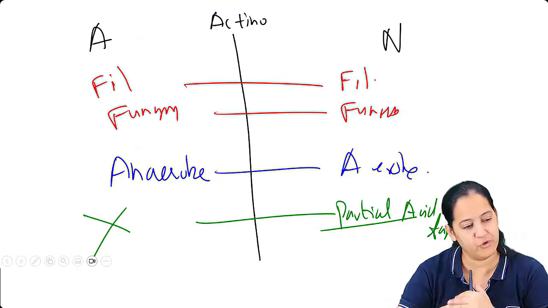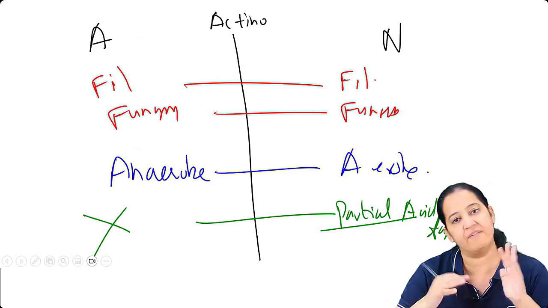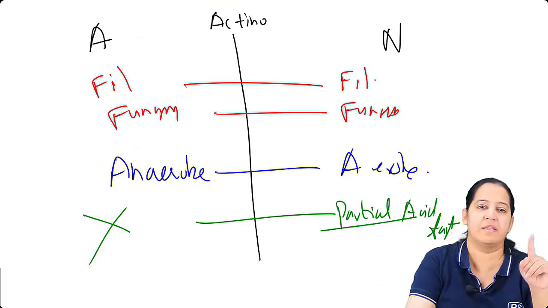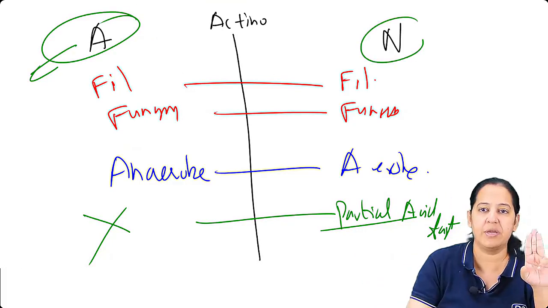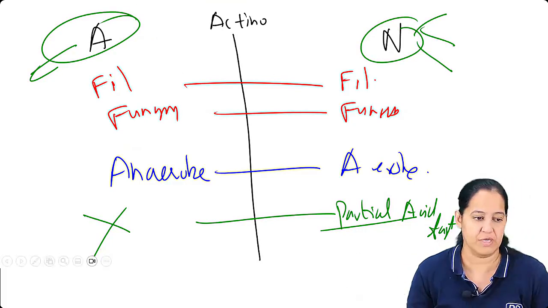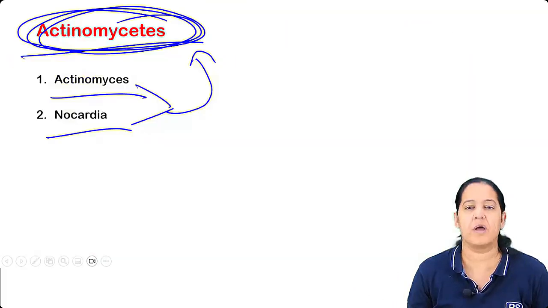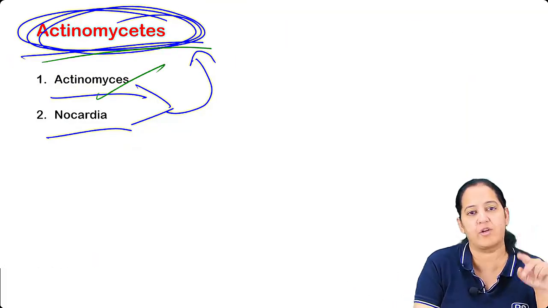Do you have any confusion till now? Then I will tell you the diseases. Diseases caused by this, only one disease. Here 3 diseases caused by this. So this chapter is also done. Okay, so I'm starting actinomycetes, the 2 bacteria, actinomyces and nocardia.